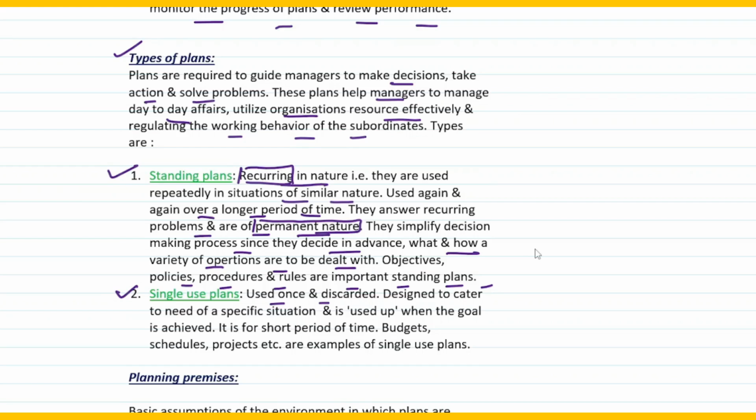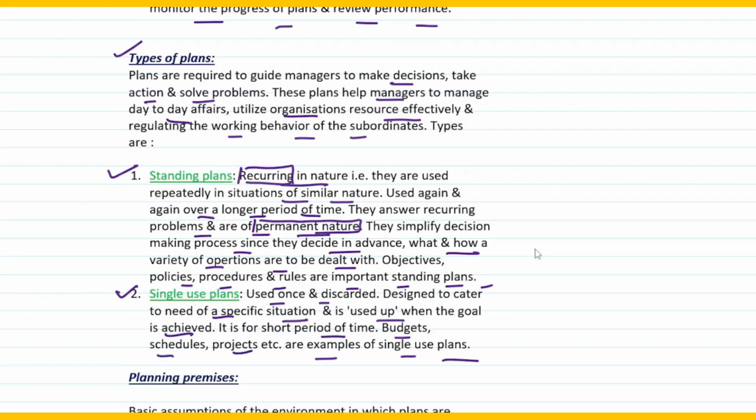Now it is designed to cater to the need of a specific situation and is used up when the goal is achieved. So once the goal is achieved, you don't need it, you just discard it. It is for a short period of time. Budgets, schedules, projects, etc. are examples of single use plans.